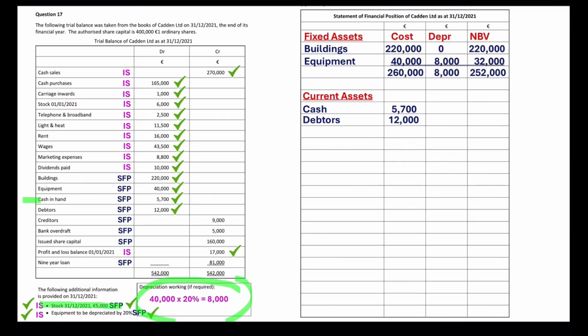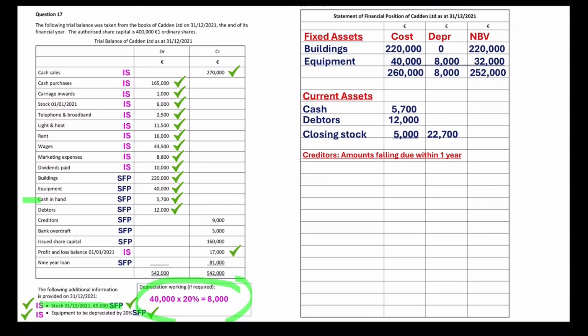Then, if you remember, I said that we had all the items down the bottom. We had to enter these twice. So into the statement of financial position, we're going to put our closing stock because at the end of the year, we own that closing stock. All right, so you tot up your current assets then. 22,700 euro is the total of your current assets.